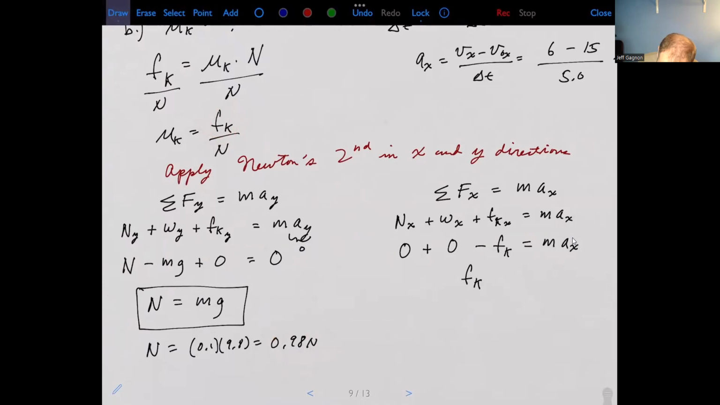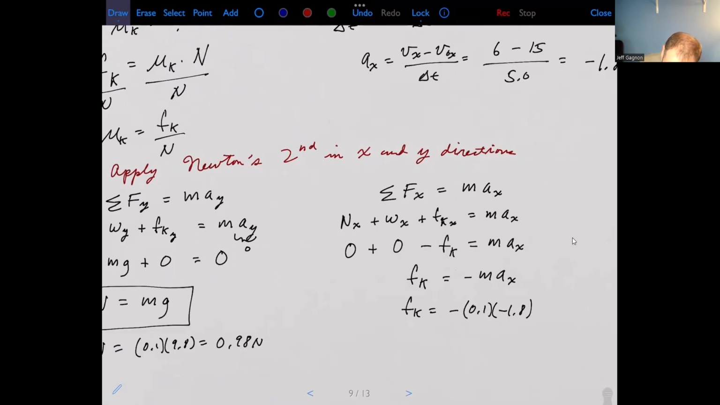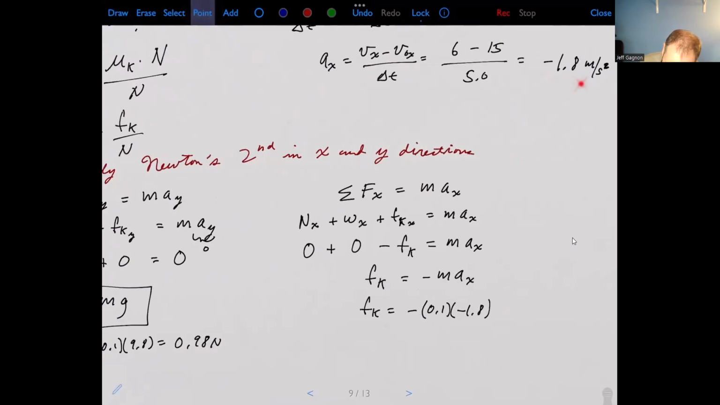Well, we can solve for fk here if I divide both sides by -1. So basically, this is going to be negative ma. And I know that the mass was 0.1, and I know that the acceleration, which I found earlier, was negative 1.8 meters per second squared. We found that up here. So now if I work that out, it's just going to be a magnitude, a negative, negative, positive. That's great. That's the way it should be. So it's going to be 0.18 newtons.